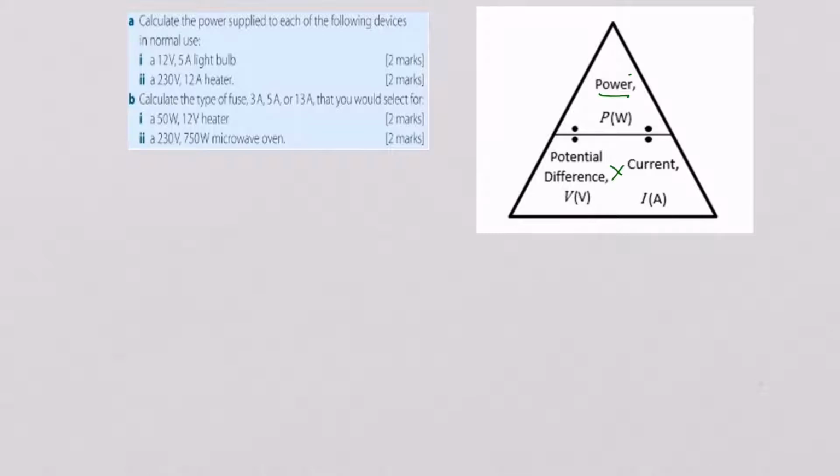It's saying that it's got 12 volts, so that must be the potential difference. So V equals 12 volts. It then says that the light bulb uses 5A. Well, A is the current, so the current, which is given the symbol I, is equal to 5A. So I need the power, so I cover power up on the triangle, and it gives me that P equals V times I, which equals 12 times 5. So the power of the system is 60 watts.